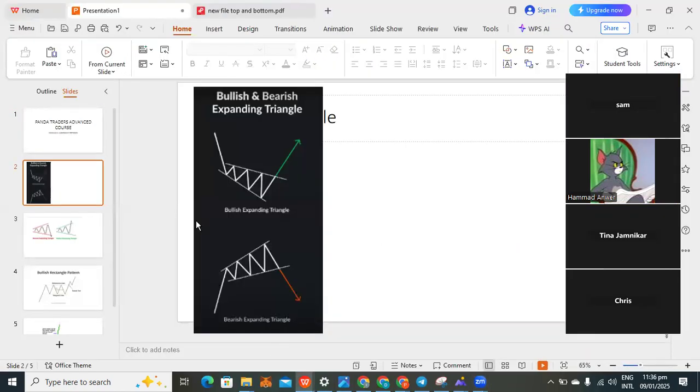Now, today is our last discussion of reversal patterns. That means today we are going to discuss the last reversal pattern, and from today onwards, we are starting continuation patterns. And I'm going to tell you in a little while what a continuation pattern is. First, we are going to discuss this last reversal pattern, that is the bullish and the bearish expanding triangle.